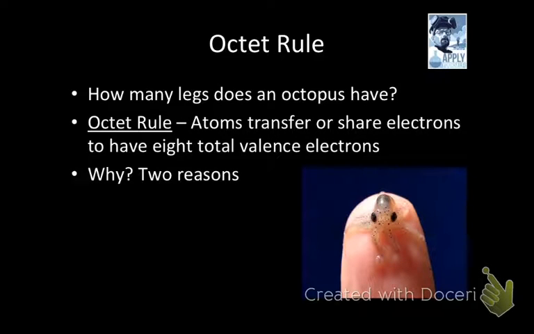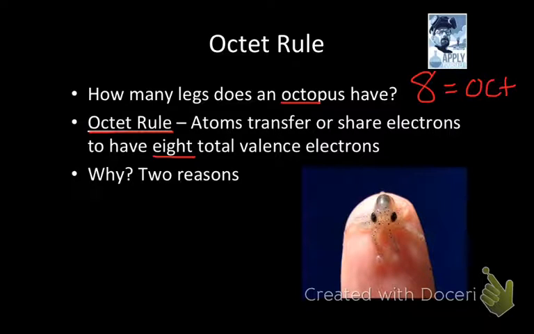Here it is, the Octet rule. And to start talking about the Octet rule, I want to ask a question. How many legs does an octopus have, like that cute little octopus at the bottom right? The answer to that is 8. And you'll see this little part, octo, in octopus. That's what tells you that there are 8 legs on an octopus, because that prefix oct means 8.